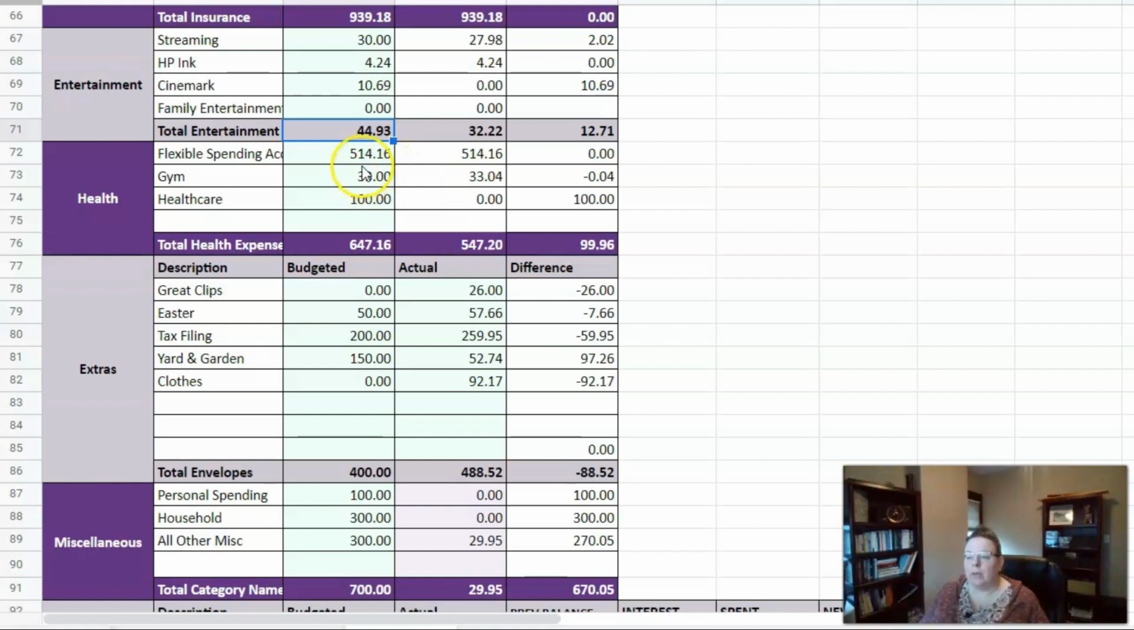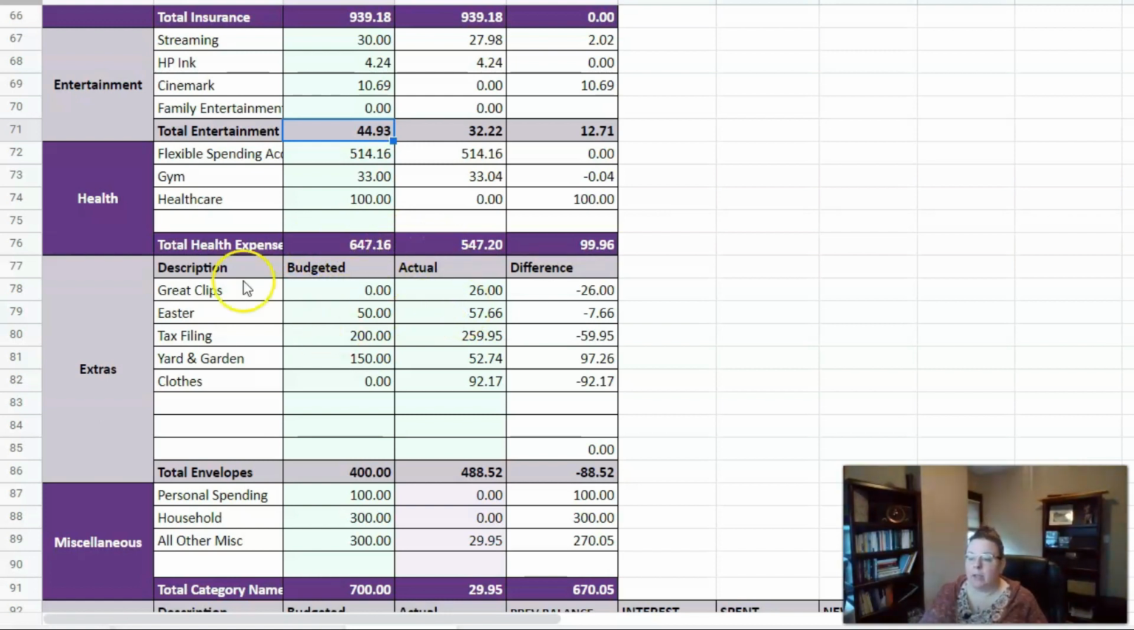Health, we are going to be putting $514 into our flexible spending accounts. The gym is $33 and healthcare is $100. And the healthcare line is just general catch-all things that we need to pay for, like bills that have to be paid, medical bills that aren't covered by FSA because we've exhausted all of it, or whatever it might be. Even Matt went and stocked us up on vitamins the other day. I put that under healthcare, because that purchase was specifically, he went to Walgreens and did the buy one, get one free. So anyway, $647 is what we plan to do for health expenses in May.